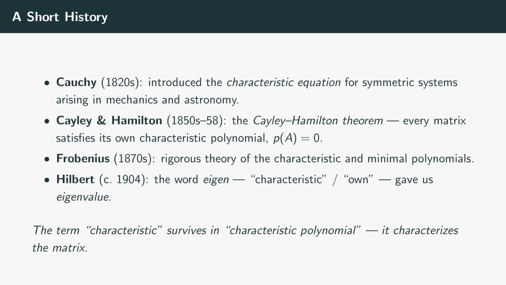In the 1870s, Ferdinand Frobenius built the rigorous theory of the characteristic and minimal polynomials that we still teach. And the word eigen, as we saw last time, came from David Hilbert around 1904, German for own or characteristic. That older English word characteristic survives in the name characteristic polynomial, and it is well chosen. This one polynomial truly does characterize the matrix, encoding its entire spectrum of eigenvalues.